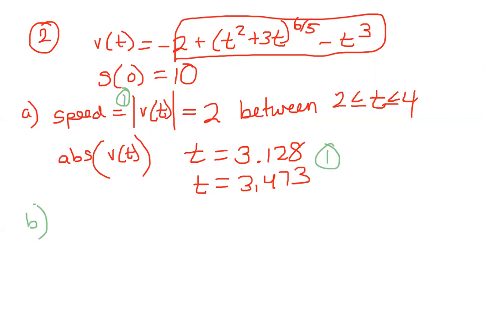Part B, write an expression involving an integral that gives the position. Use this expression to find the position at time t equals 5. So the position of a particle is the integral of velocity, but we need to also put 10 there because that's where we're starting.